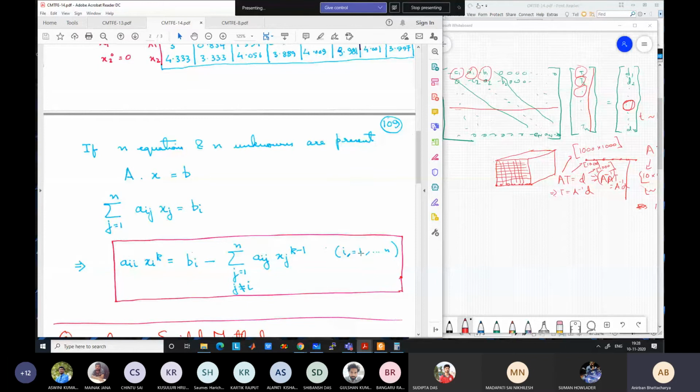Same thing I can just keep on doing for all i from 1 to n. So after doing this operation from i equal to 1 to n, I will have the kth iteration value for all i from 1 to n. Then I will proceed to the next iteration, where for the k plus 1 iteration, again I will have to do the calculation for all i equal to 1 to n. Like this we will keep on proceeding. So this is the general form of the solution. Any questions? This is for the Jacobi method.